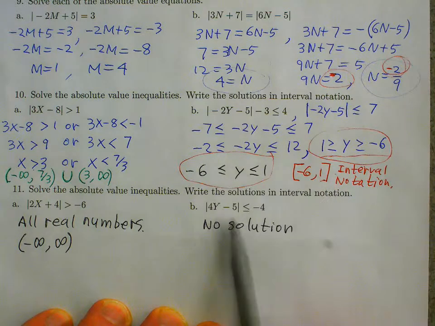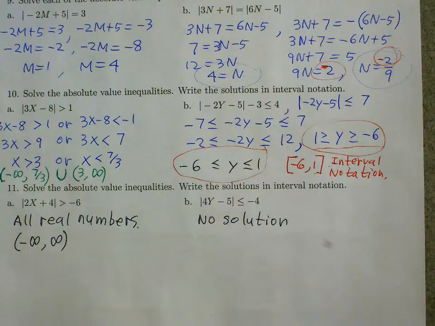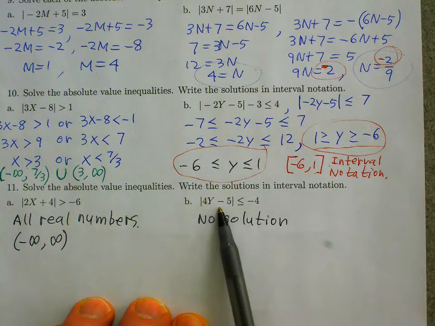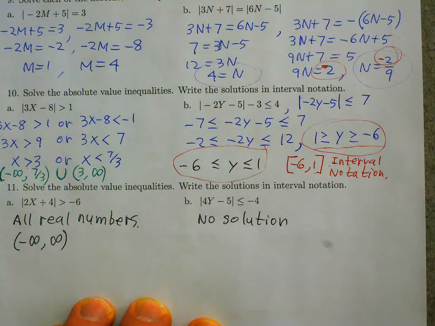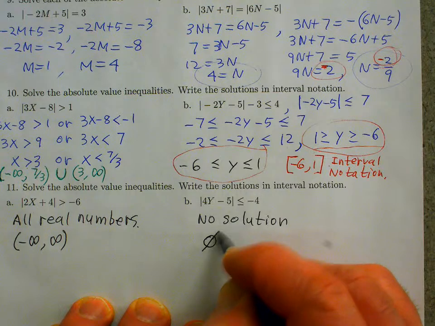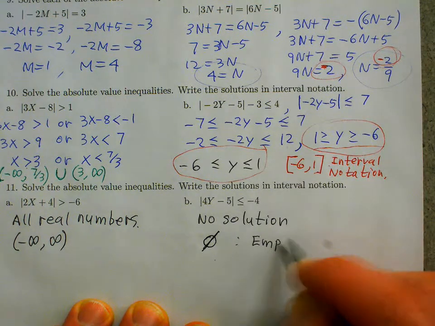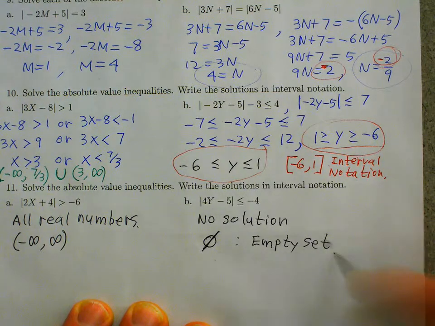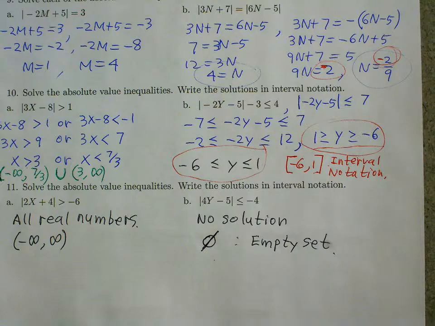because the absolute value of a number is at least 0, and then after that it's positive. The absolute value of a number can never be less than or equal to negative 4. And then the empty set is what you would write. This represents the set that has nothing in it, empty set. Okay, let's move on to the next page.